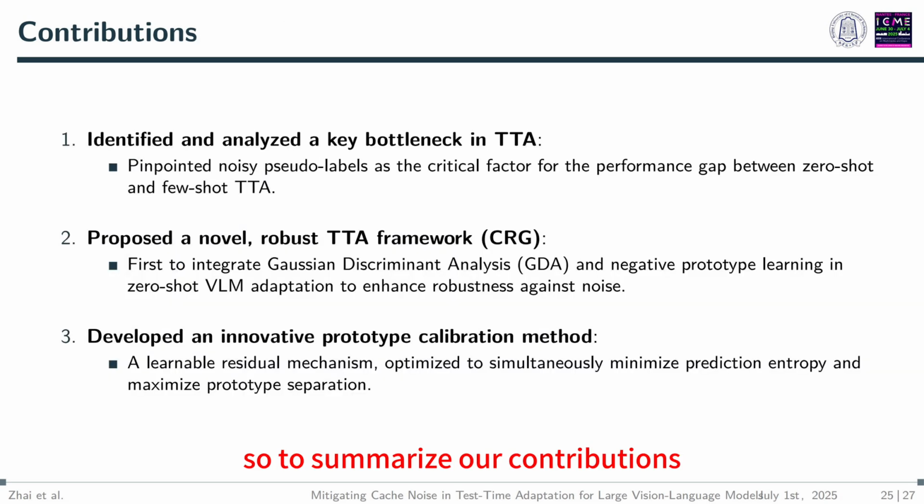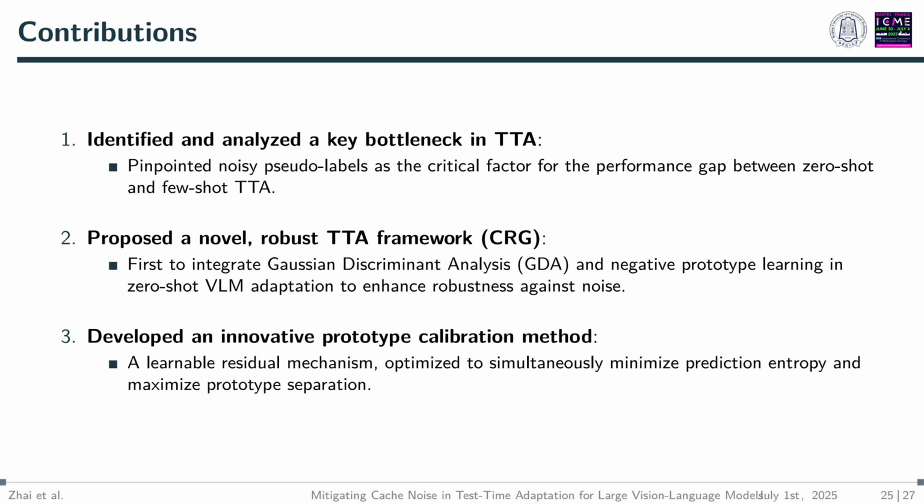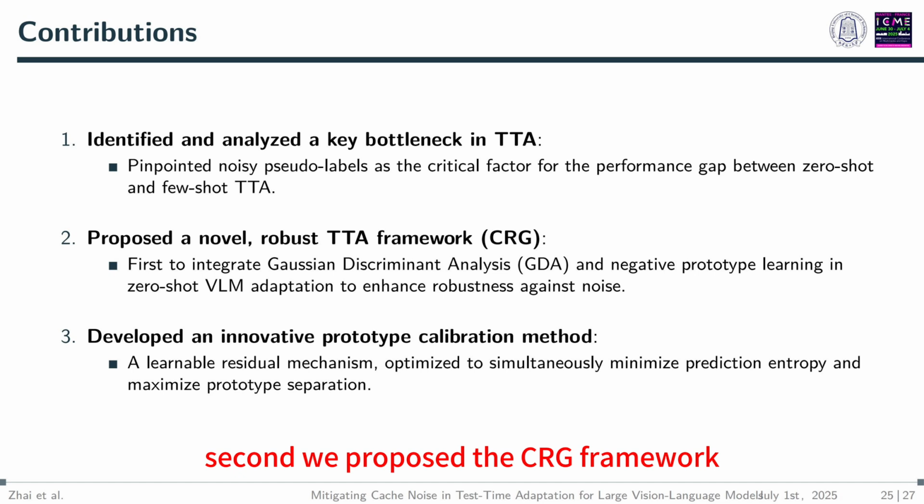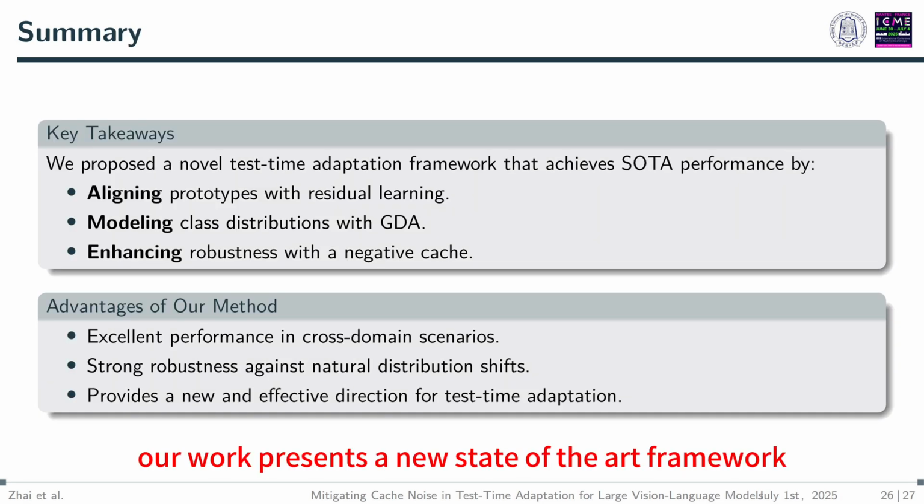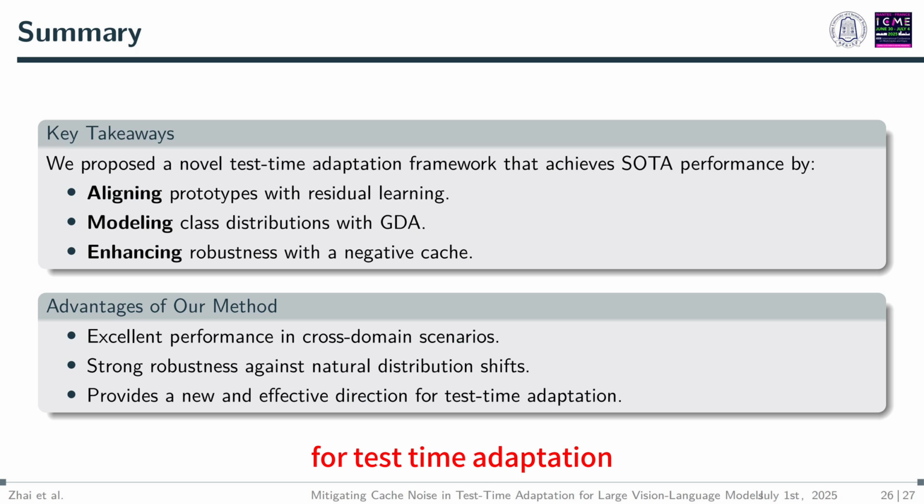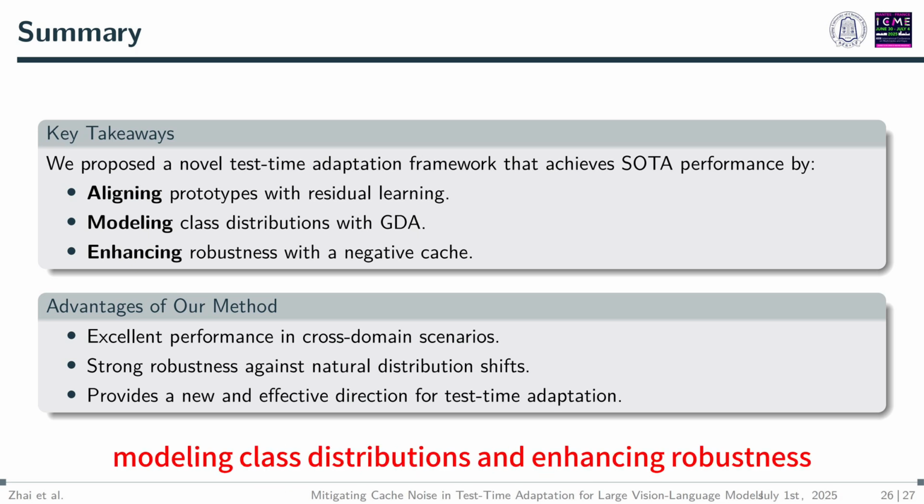So to summarize our contributions, first, we identified and analyzed noisy pseudolabels as the key bottleneck in zero-shot TTA. Second, we proposed the CRG framework, which is the first to integrate GDA and negative prototypes in this context for noise robustness. And third, we developed an innovative residual learning mechanism for effective prototype calibration. In short, our work presents a new state-of-the-art framework for test-time adaptation. It excels by effectively aligning prototypes, modeling class distributions, and enhancing robustness.